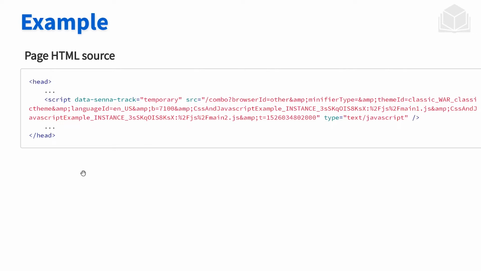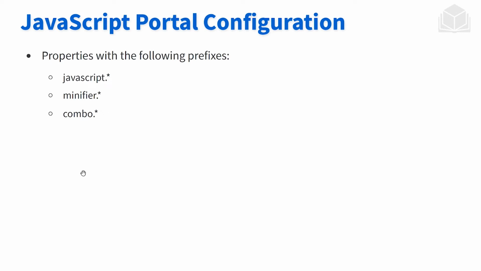When we're configuring our JavaScript through Liferay, these are the properties that we're going to be looking for: the JavaScript, minifier, and combo. So those three respectively. When we're using JavaScript, we have a number of different options made available.